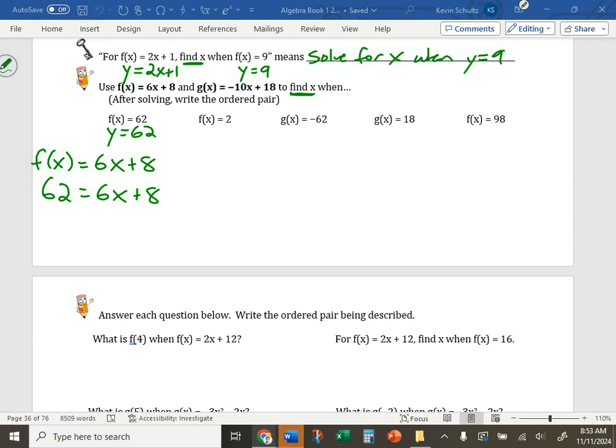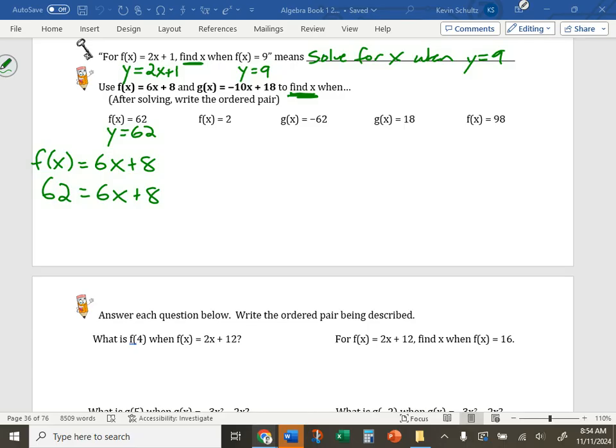Again, look in that section just above this. F of 2, g of 6. I replaced x with the value that you put in for x in the equation. Here, remembering that this is just a fancy name for y, I'm telling you what y is. Y is 62. You are finding x. Okay? And how would we find x here? How would we solve this two-step equation?